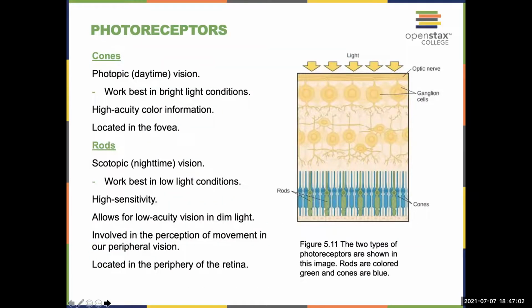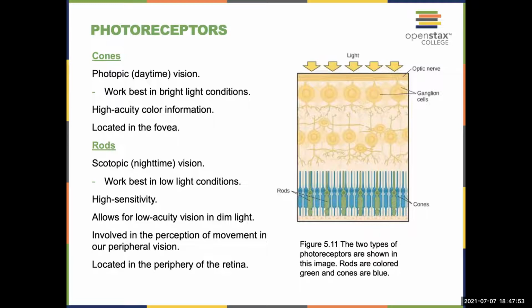All right, so let's talk about the photoreceptors. So this is what they look like here, right? So this is like the top of the neuron cells, right? So the axons would be actually traveling outside that picture. So cones, that's for photopic, also known as daytime vision. So when you hear the term photopic, when it comes to vision, we're talking about daytime vision, and that is the cones. And cones work best in bright light conditions, right? So it's high acuity color information and located in the fovea.